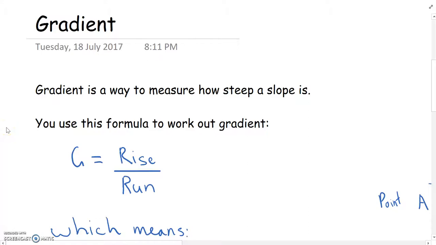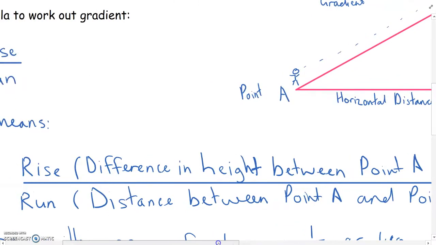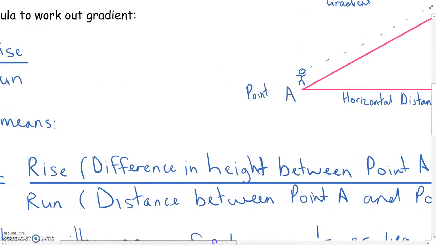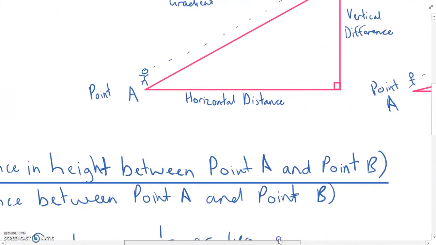In this clip, I want to show you how to calculate gradient. Gradient is used by geographers to measure how steep a slope is, and we use a formula called G equals rise over run. By that we mean gradient equals the rise, which is the difference in height between point A and point B, divided by the run, which is the distance between point A and point B.